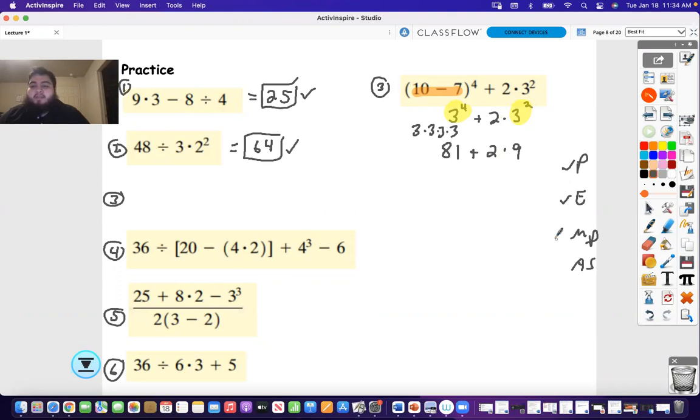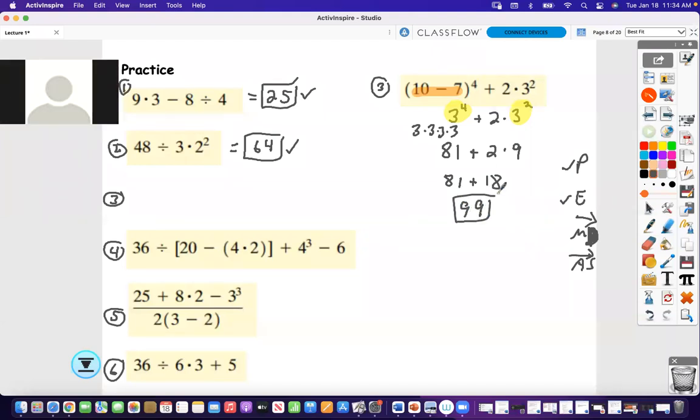What's next for step 3? We have to multiply and divide from left to right. Do you see any multiplication or division in this line? Yes, multiplication, right? 2 times 9 is 18. And then to finish it off, we do add and subtract. 81 plus 18 is 99.